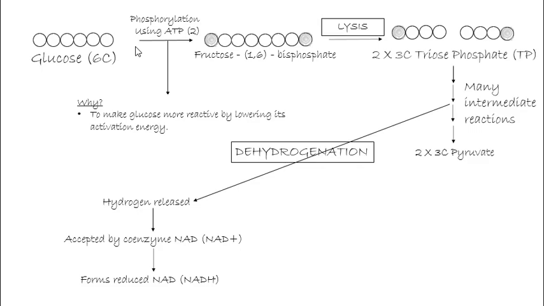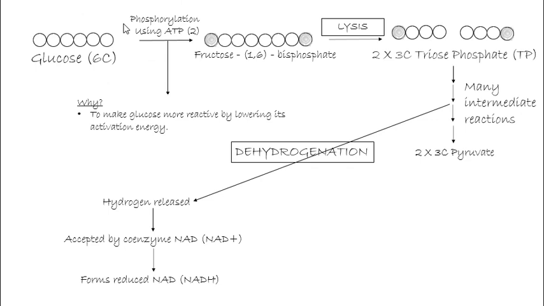So glycolysis begins with the 6-carbon molecule we call glucose. Now in this case, I want you to think of each circle as a single carbon atom because I have drawn 6 circles, all of them resembling the 6 carbon atoms of glucose. So the 6-carbon glucose molecule is phosphorylated using ATP or adenosine triphosphate.